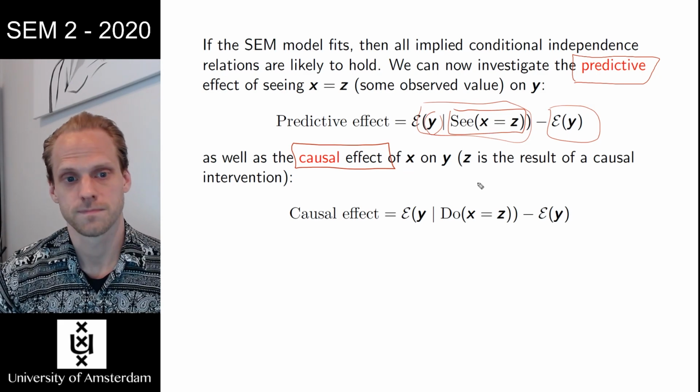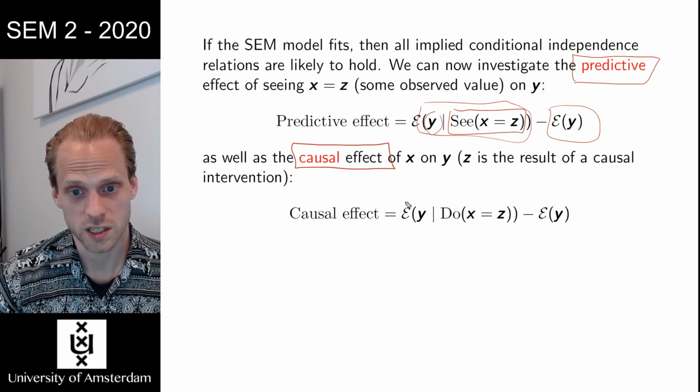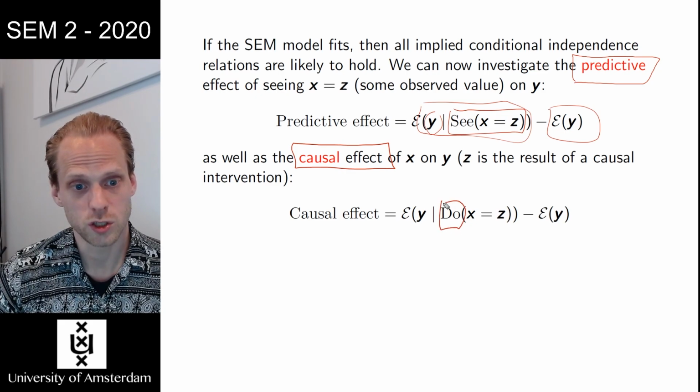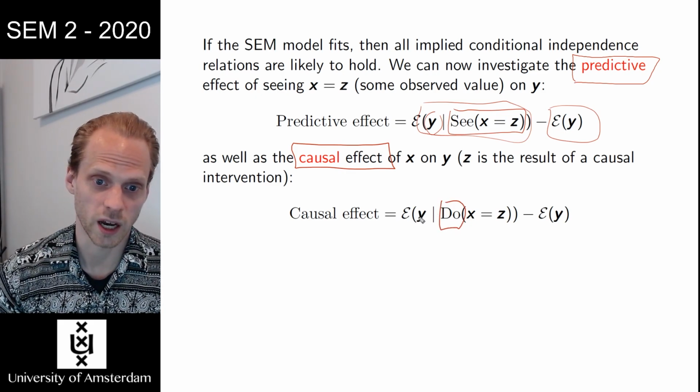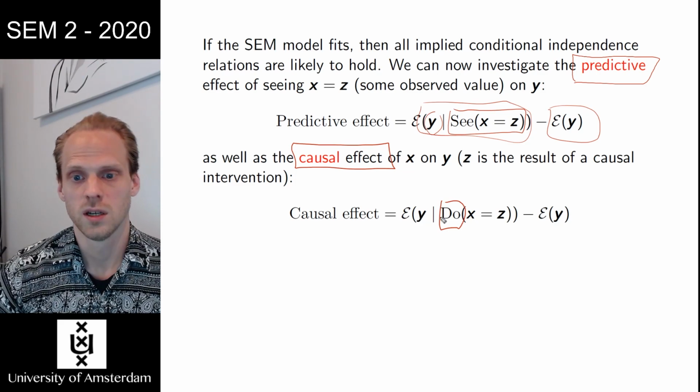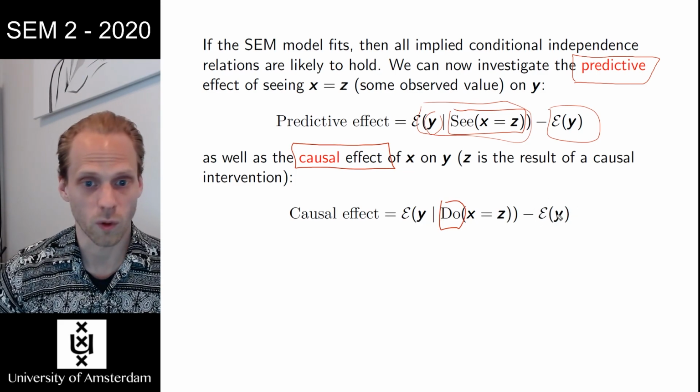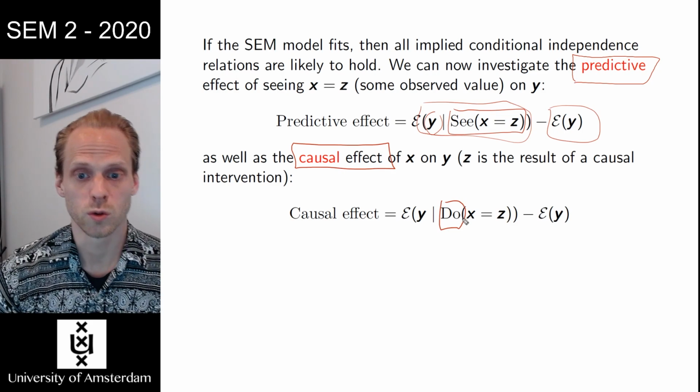How much higher is our prediction of y compared to our previous prediction of y after we now also condition on x. The causal effect is the same, but now we use this do operator. This says how much higher do we predict y to be compared to what we predicted before after we set x to z.